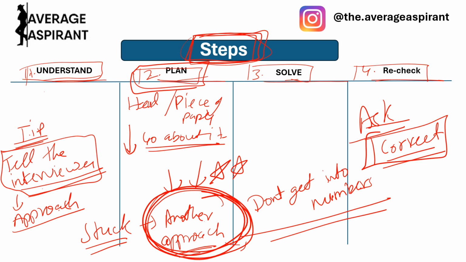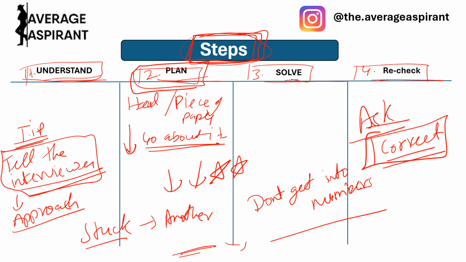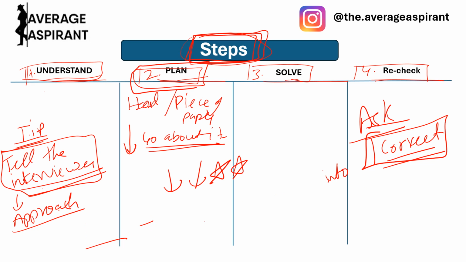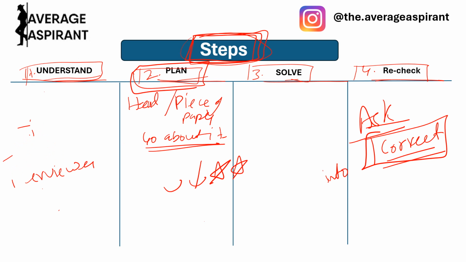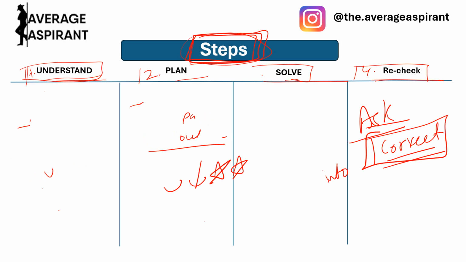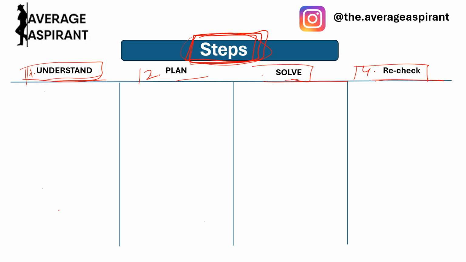You need to tell them what concepts you are going to use, not exactly, but in a broader sense. That these things I'm going to use. I'm first going to divide population into urban, rural, or maybe based on age, things like that. So these are the things that you need to tell the interviewer.